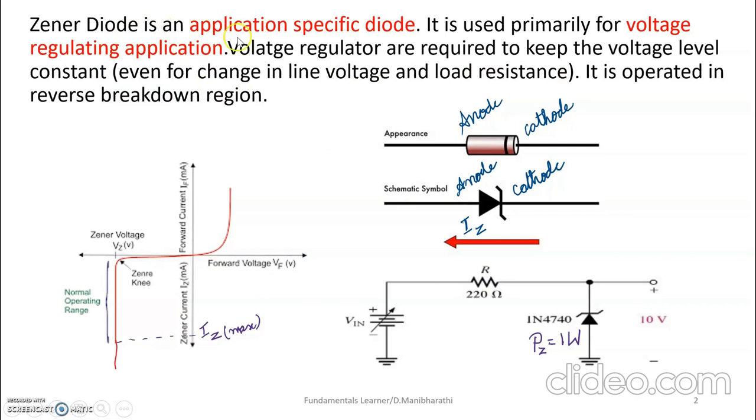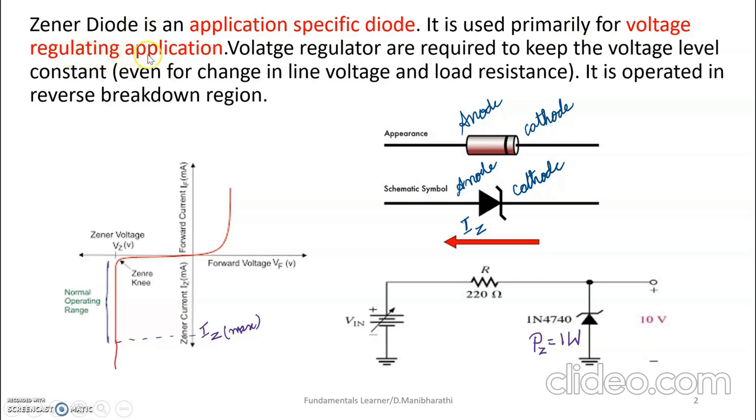Zener diode is an application-specific diode, right? We know an ordinary p-n junction diode is used as a switch. Likewise, this Zener diode can also be used as a switch, but primarily it is used for a specific application: voltage regulation.